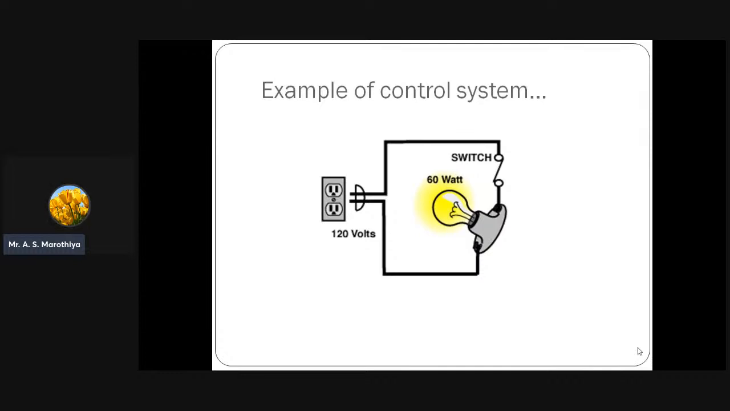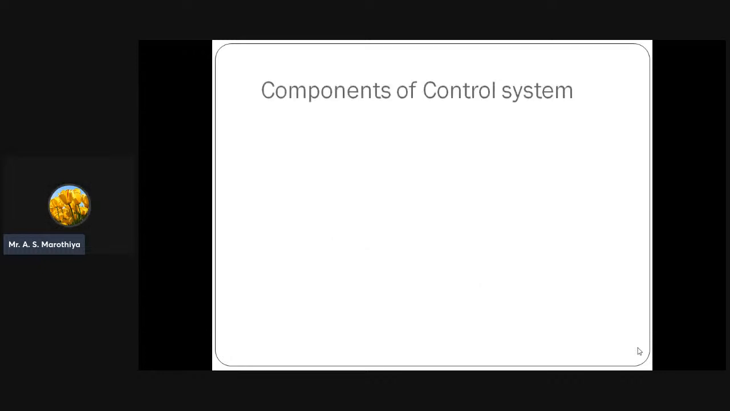Why? Because by changing the position of the switch, we are in a position to control the state of the lamp. When the switch is on, the bulb is going to convert electrical energy into light energy, and when the switch is off, the conversion is going to be zero. That means by changing the position of the switch, we are in a position to control the state of the lamp. And then we discussed the components of control system.